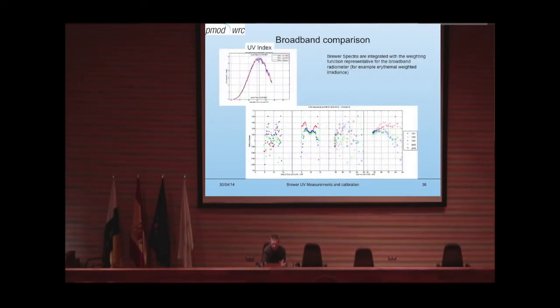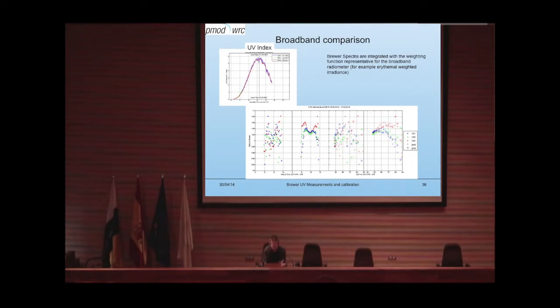This is an example of a comparison that we do ourselves. This is just a copy of our website in Davos, where we compare our brewer with the different broadband instruments we have on the roof. On the top left corner, you'll see two graphs, the red and the blue. The blue is the broadband radiometer, and the red is the brewer, integrated for erythema. From that plot that is in real time, you can easily see if the instruments agree more or less, or if they are far apart.